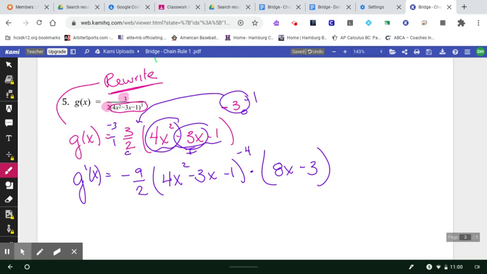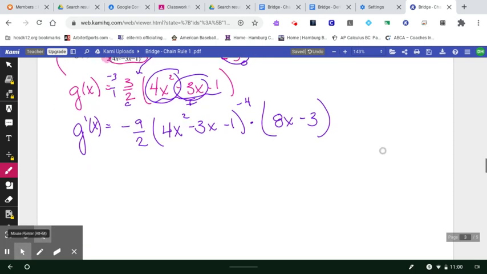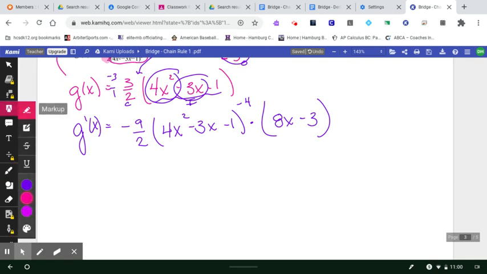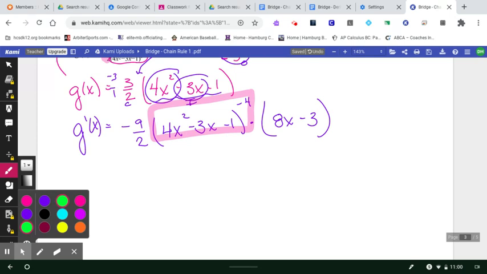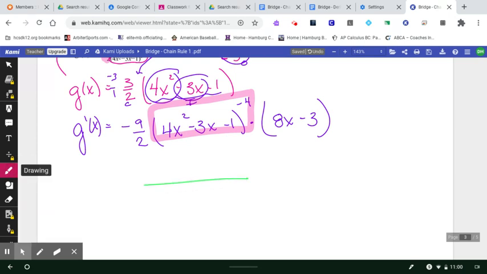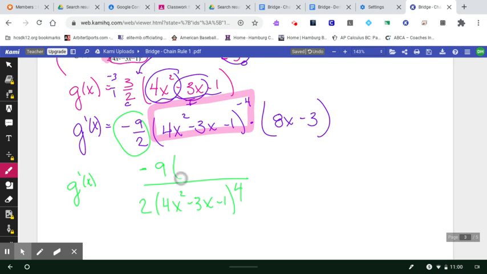And lastly, we'll talk about that cleanup. Again, I have a negative exponent here, so that's going to tell me I need a fraction in my cleanup. So I'm going to move that to the bottom, this 4x squared minus 3x minus 1 to the 4th. I have negative 9 halves, so I'm going to leave the negative 9 on top, 2 on the bottom. Notice it's outside the parentheses. And then this 8x minus 3 stays on top.